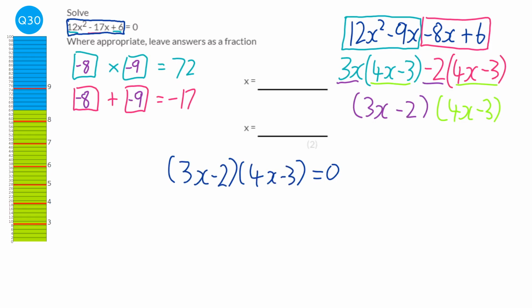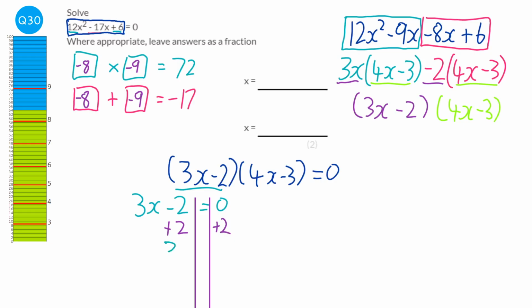So let's put that back into our equation, and to solve this now, you get both of the brackets equal to 0. So we're going to get this equal to 0, and get our solving lines in. So we're going to add 2 to both sides. Oh, right, 3 there. Add 2 to both sides. And so we've got 3x equals 2.